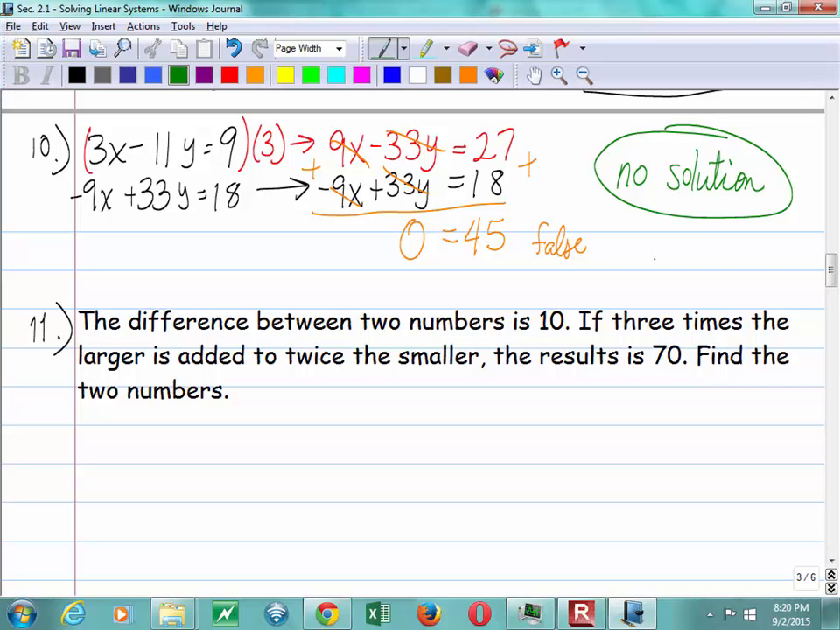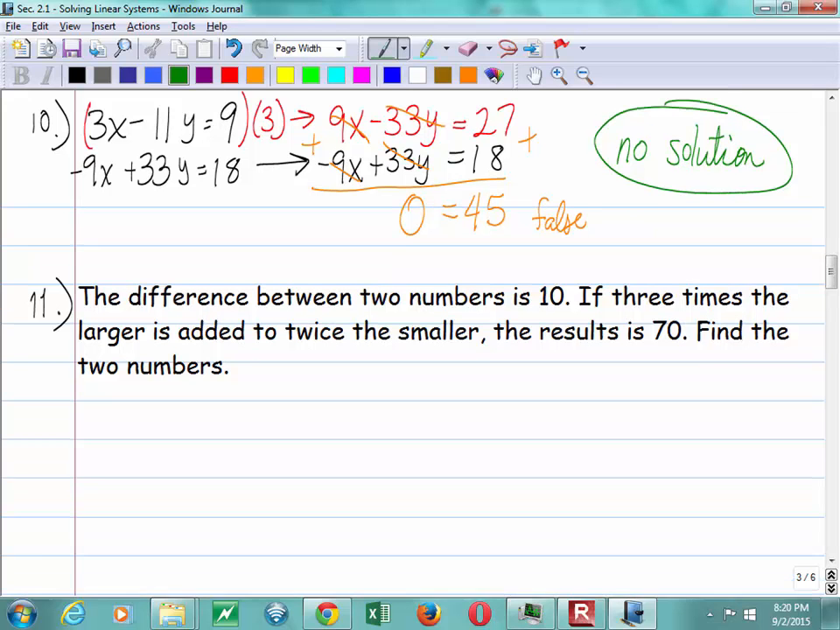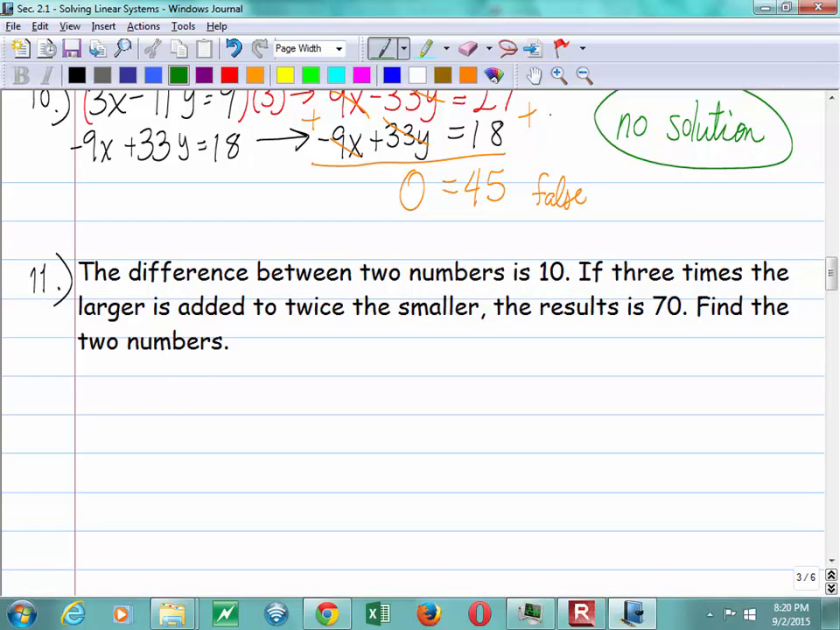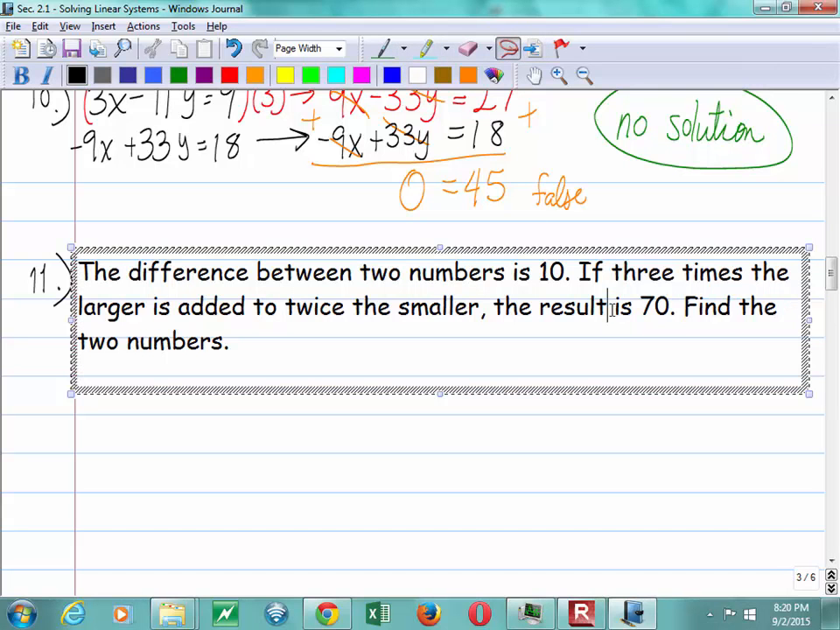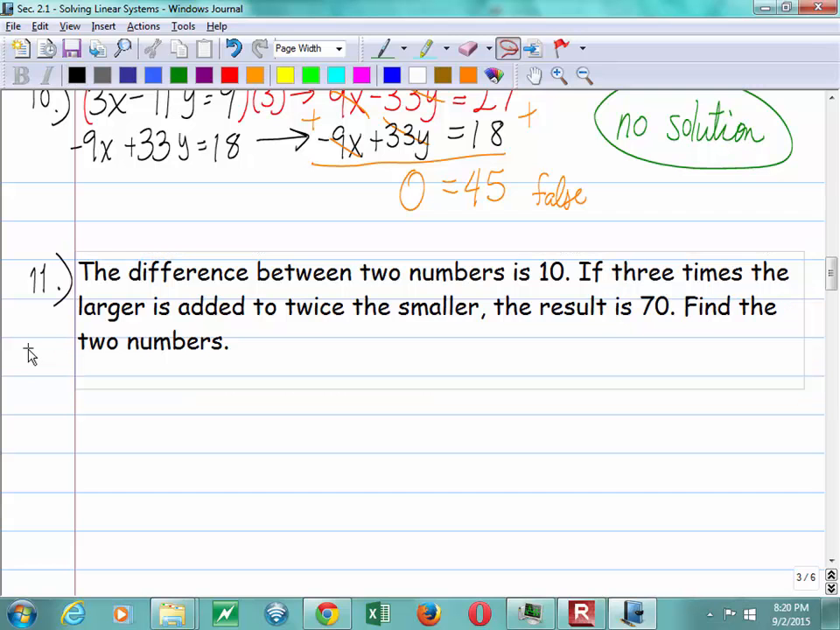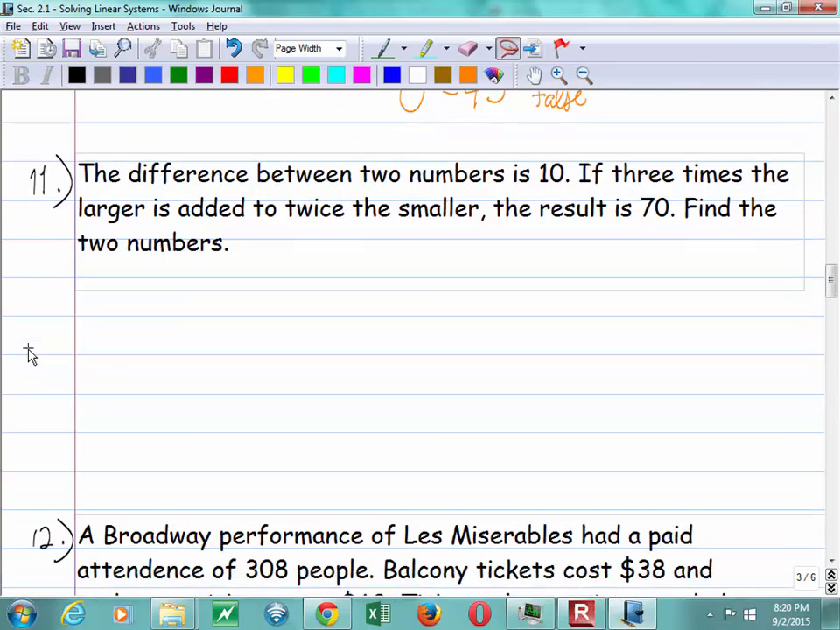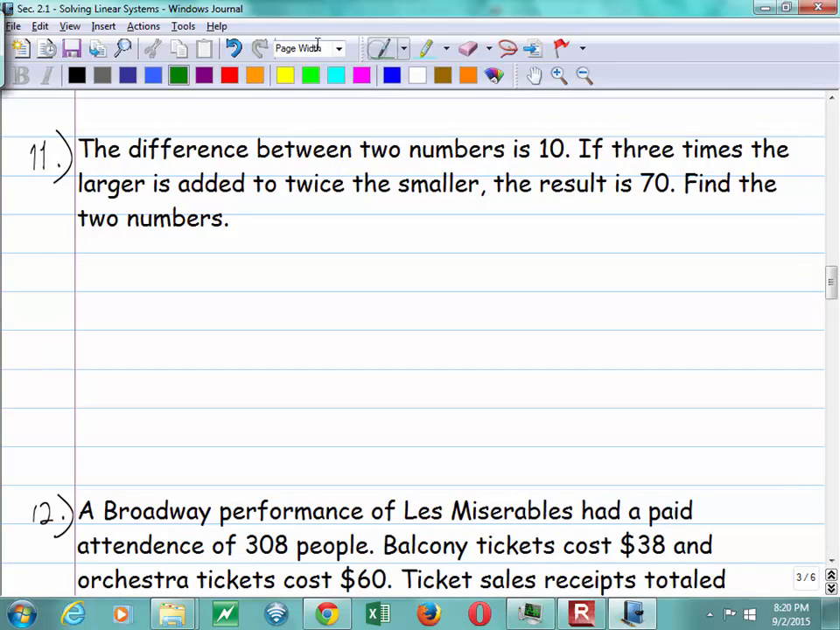Okay, so now let's start getting into some applications. So here's a simple word problem to start off with. The difference between two numbers is 10. If 3 times the larger is added to twice the smaller, the result is 70. Find the two numbers. Okay. So the difference of two numbers is 10.